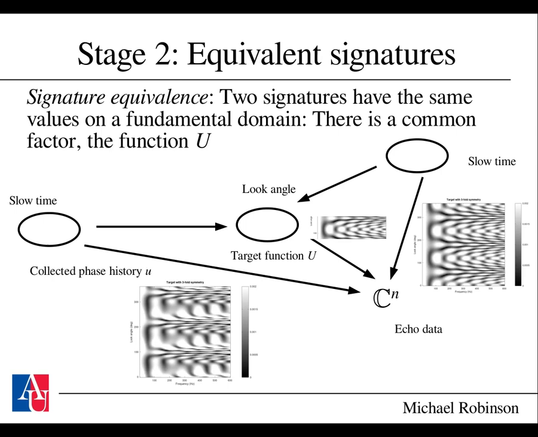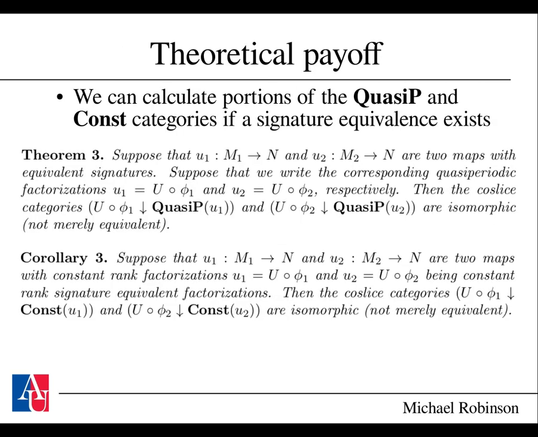Of course, you don't necessarily know that look angle. But what you could say is two targets have an equivalence, a signature equivalence, if there's a way that you could build a commutative diagram like I've shown on the slide. Now, there are some rather elaborately stated theorems, but effectively what they say is that if you have this equivalence, then in fact you get an isomorphism between subcategories.